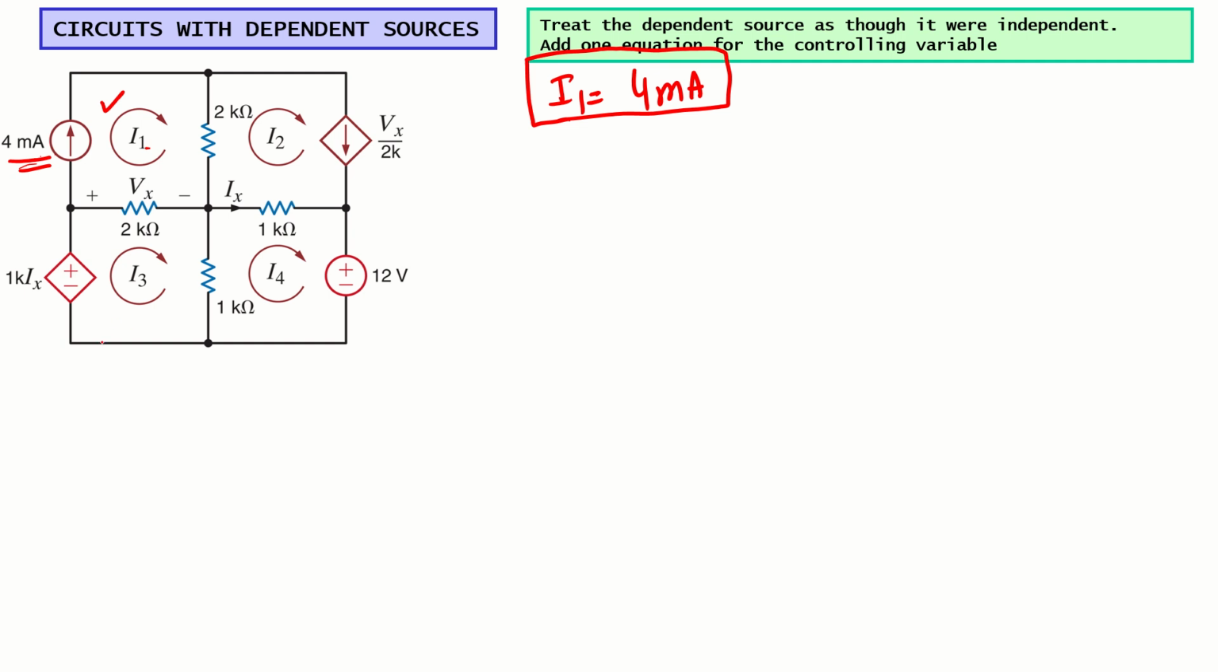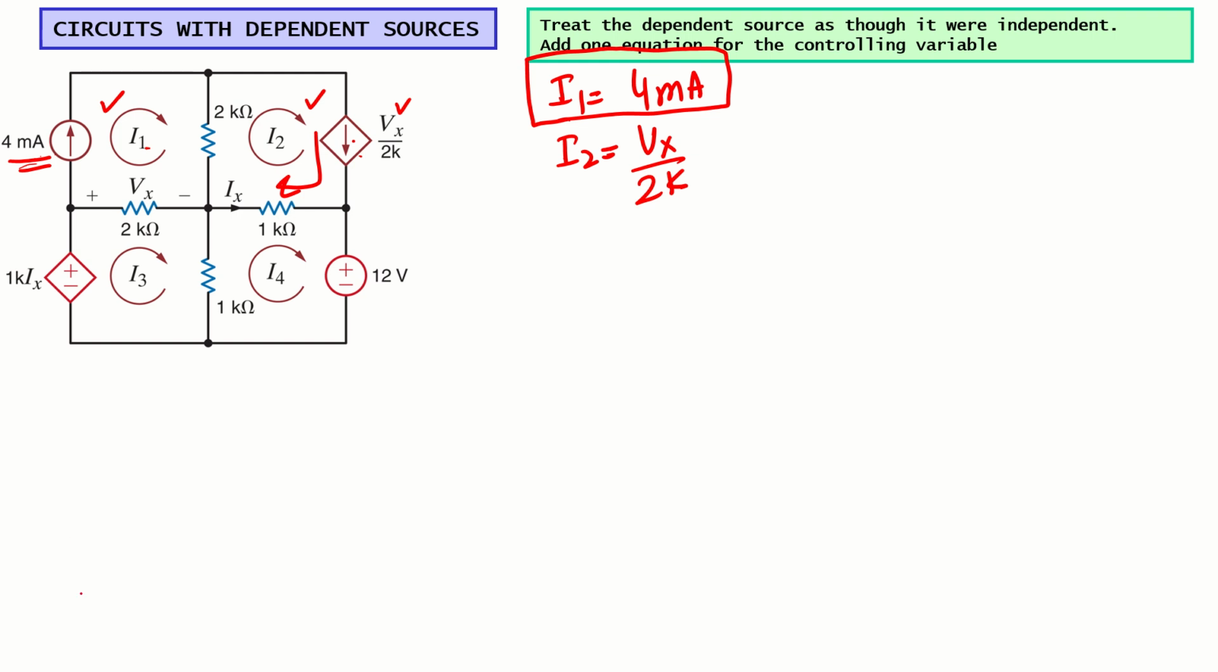Then we can come to this loop. Why? Because this is a current source again, not shared between the two. So I can say that I2 will be the same current as this one, so that will be Vx over 2k. Now this is a dependent current source because this current value depends on Vx.